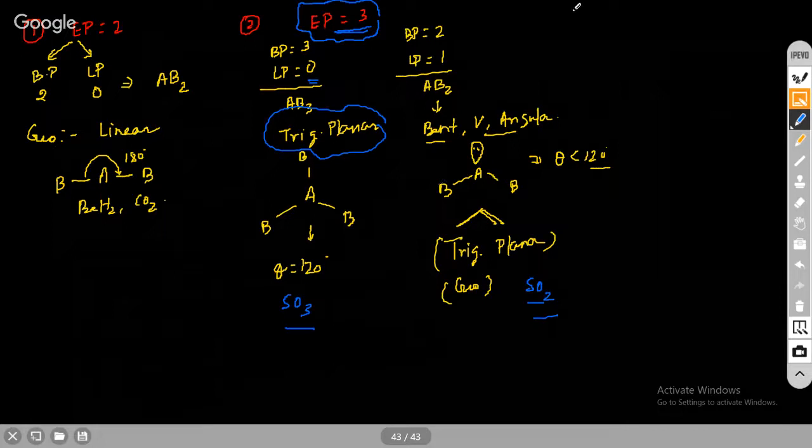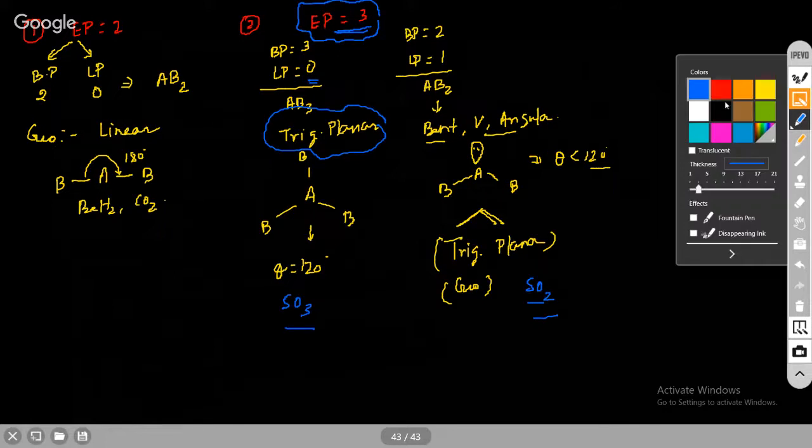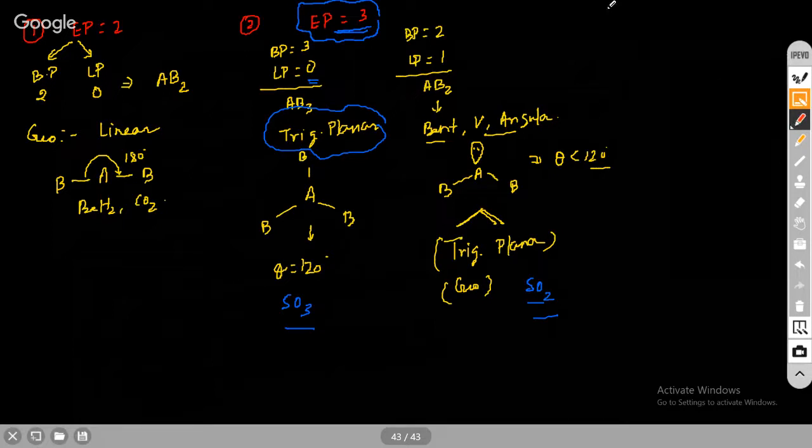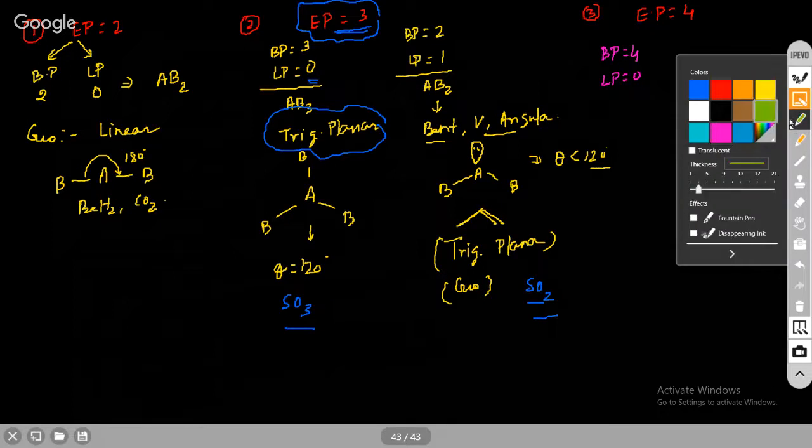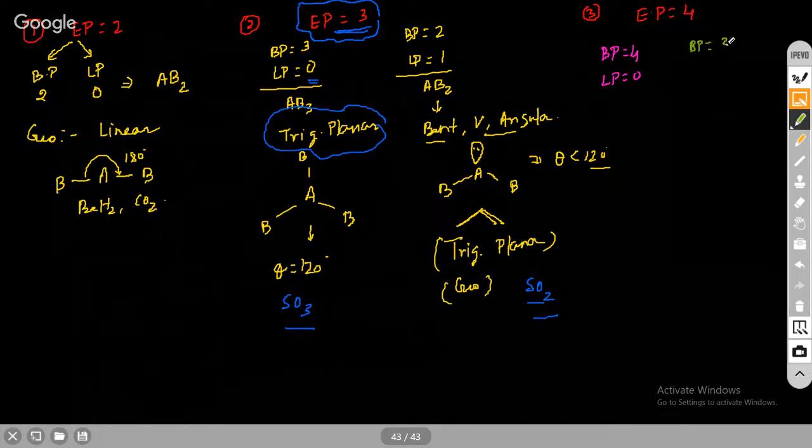Right. One more example I'll write down. Then we'll see some examples directly. Suppose we have electron pair fold, that is four electron pairs. So one possibility is that we can take bond pair 4 and lone pair 0. Another possibility is we can take bond pair 3 and lone pair 1. Another possibility is we can take bond pair 2 and lone pair 2. Possible, right? 3 lone pairs and 1 bond pair is not possible.